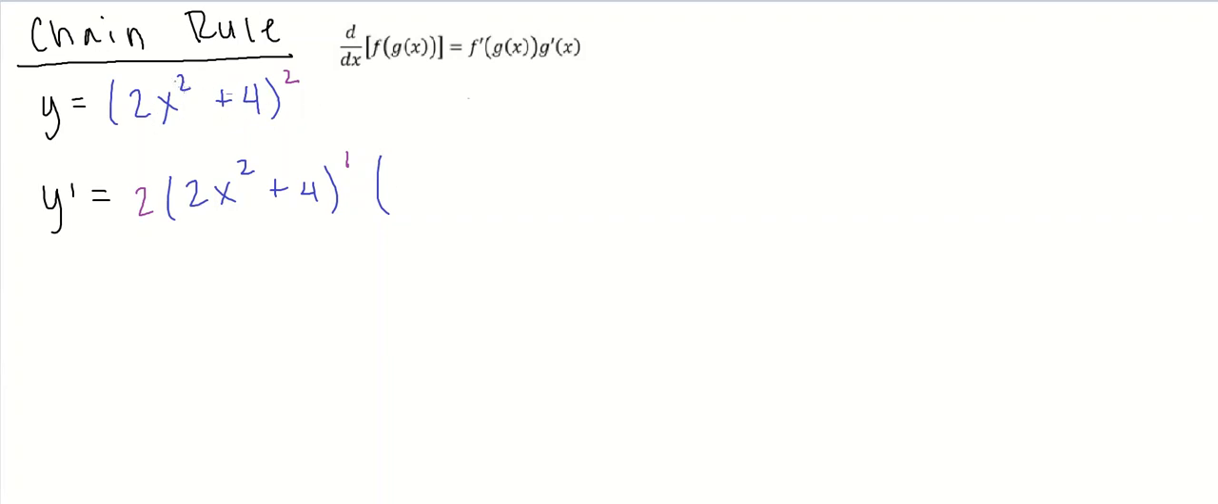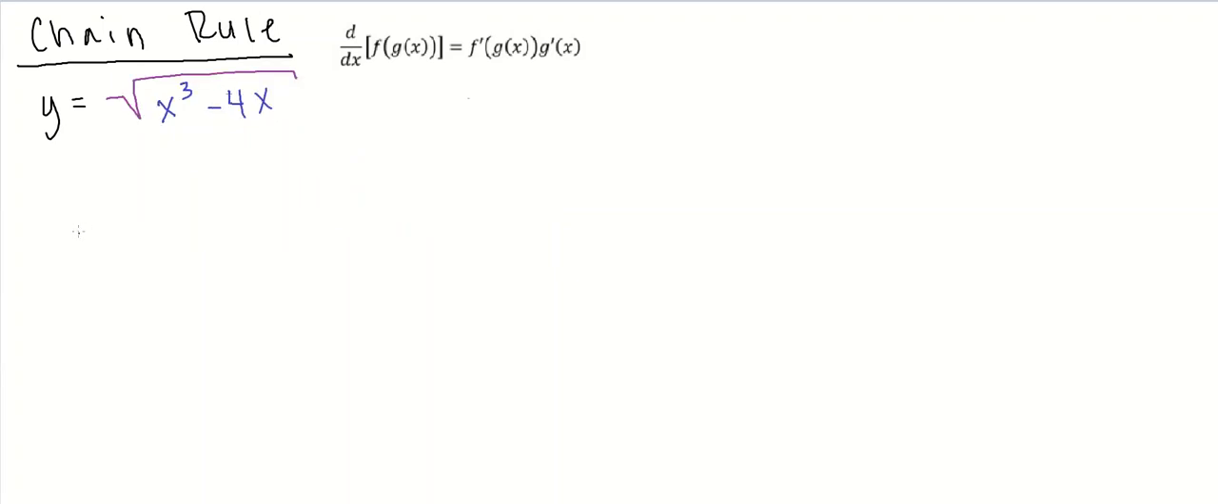And the derivative of 2x squared is going to be 4x using power rule. And then the derivative of any number or constant is just 0. So plus 0. You don't have to write that plus 0, but for clarity's sake, I'm going to put that there. So this right here is our y prime using the chain rule.